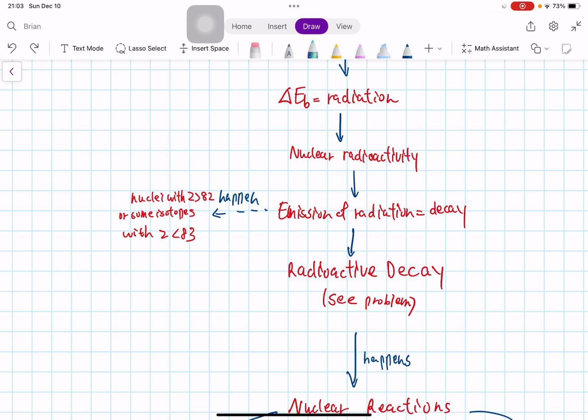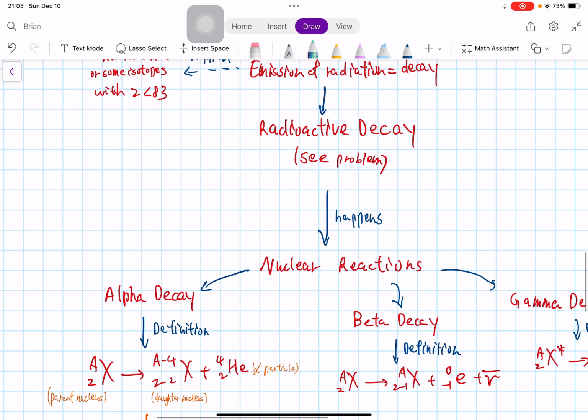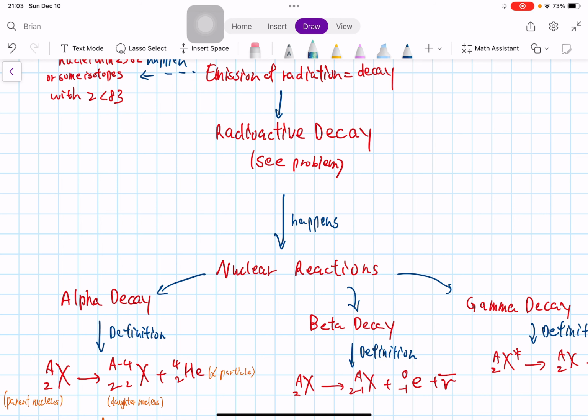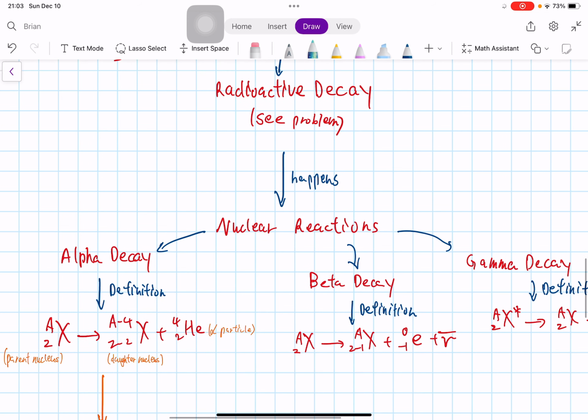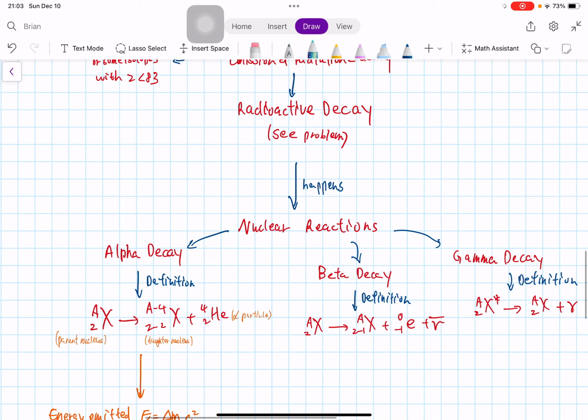That happens when the nucleus has an atomic number greater than 82, or for some isotopes with atomic number smaller than 83. Then we could look at the radioactive decay and the nuclear reactions behind it. Oh, sorry, I skipped the radioactive decay.